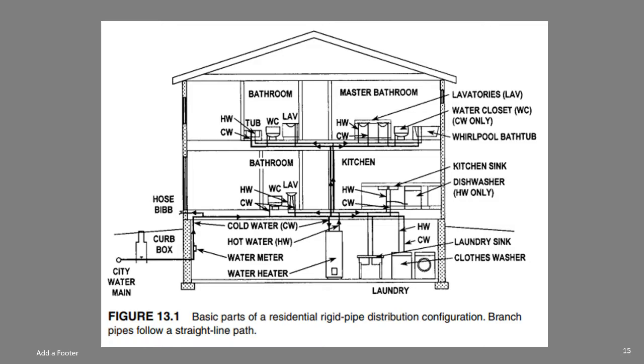Pagdating sa water meter, yung water nag-split na sa water supply system. Yung iba napunta na sa hose bibs for cold water, and other water went to the heater for heating para makaproduce ng hot water. So may dalawang magkaibang pipe for cold and hot water. Yung mga fixtures na kailangan ng cold water is supplied with cold water, and yung ibang kailangan ng hot water is supplied with hot water. This is a rigid pipe distribution configuration kasi ang branch pipe ay nagpa-follow ng straight line.